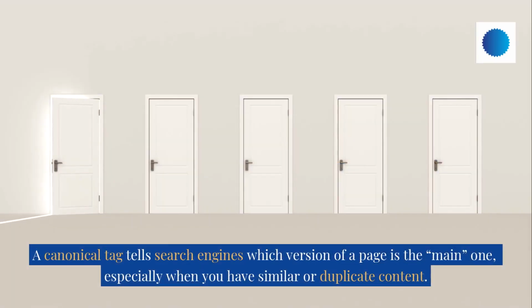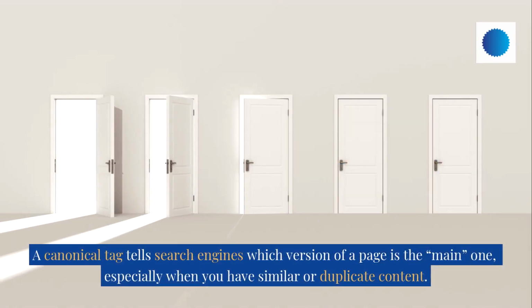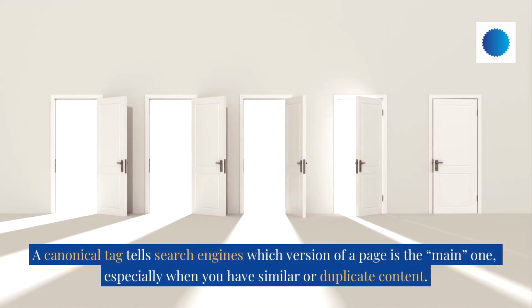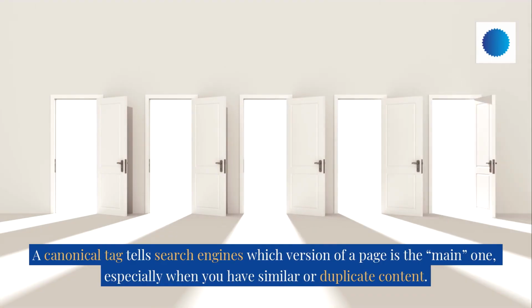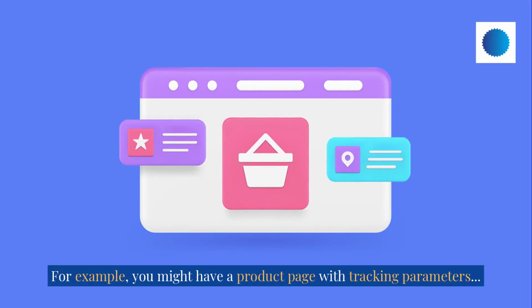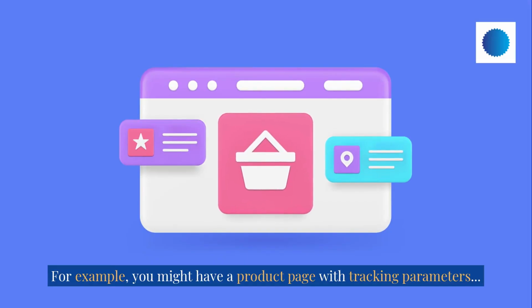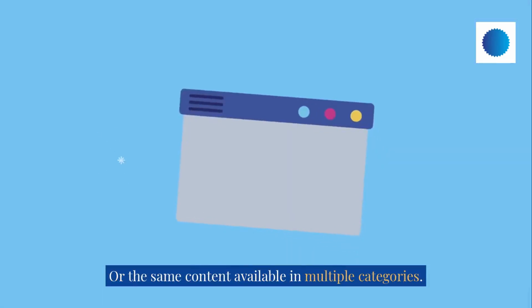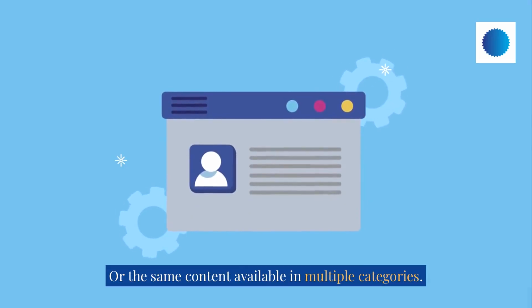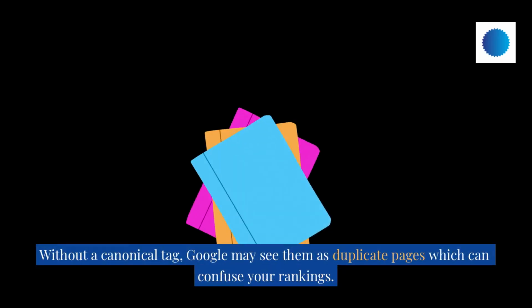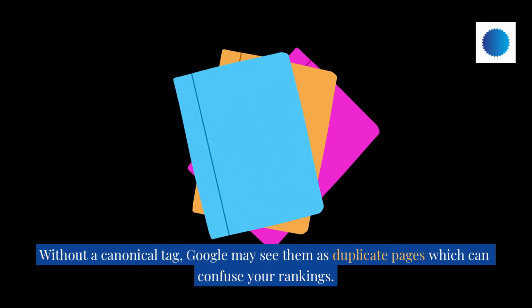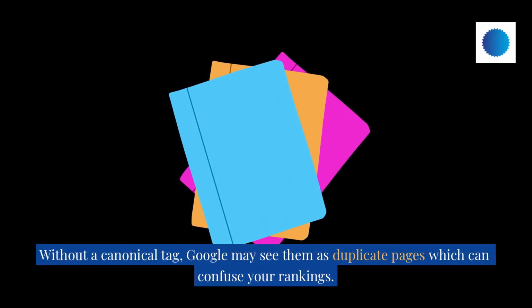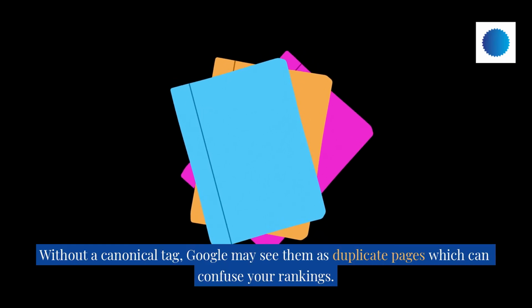A canonical tag tells search engines which version of a page is the main one, especially when you have similar or duplicate content. For example, you might have a product page with tracking parameters, or the same content available in multiple categories. Without a canonical tag, Google may see them as duplicate pages, which can confuse your rankings.